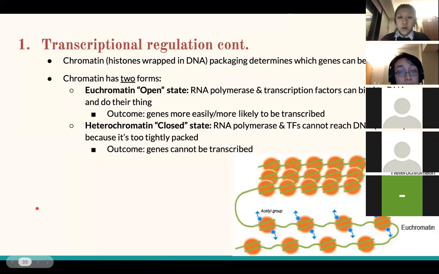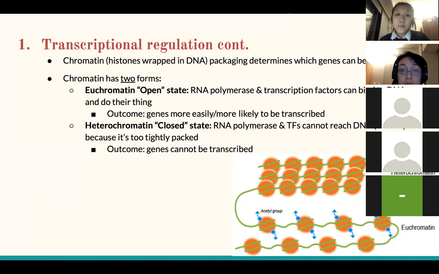A little bit more about transcriptional regulation. Chromatin is histones wrapped in DNA. So these are the histones and they're wrapped in the DNA. Chromatin packaging determines which genes can be expressed. So you can have two different forms of chromatin packaging.